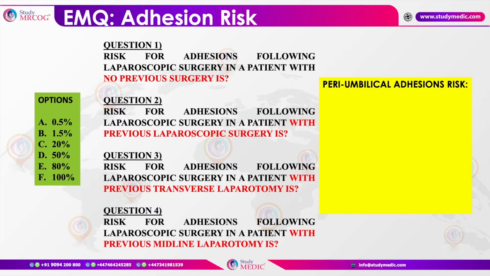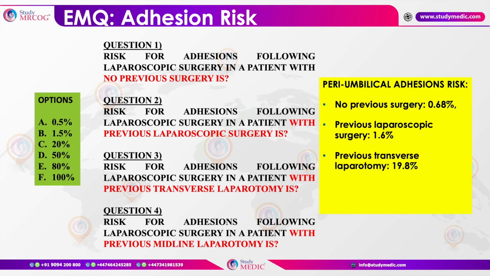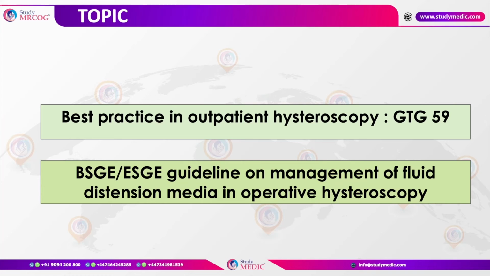The next important topic that we will be discussing is about the peri-umbilical adhesion risk. Again, an important exam-tested question. So, if there has been no history of previous surgery, still there is a 0.68% risk of peri-umbilical adhesions. If there has been a previous laparoscopic surgery, then the risk is 1.6%. Previous transverse laparotomy, it is 19.8%, and previous midline laparotomy, it is 52%.